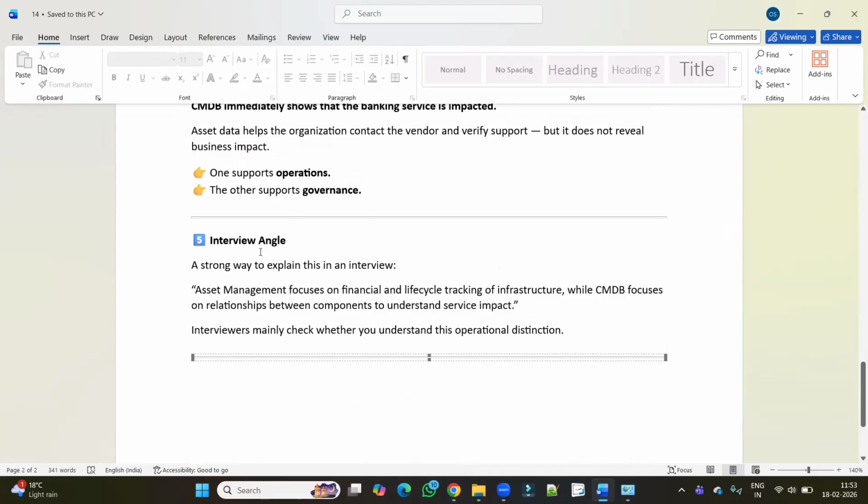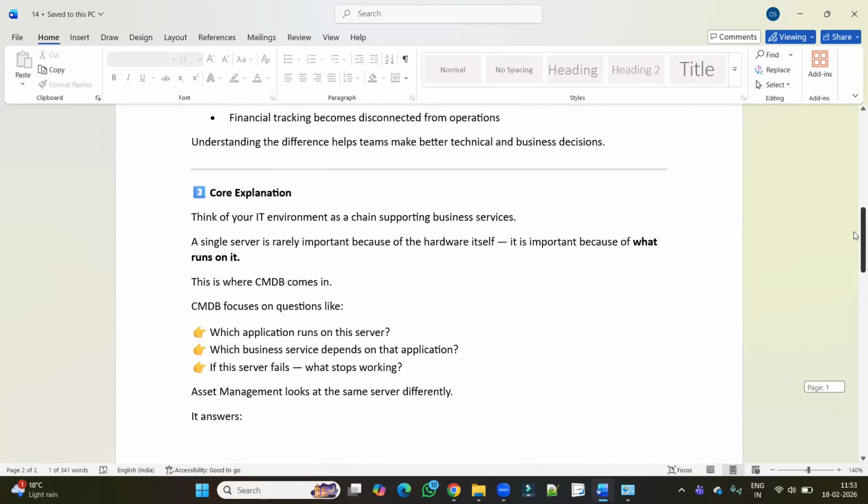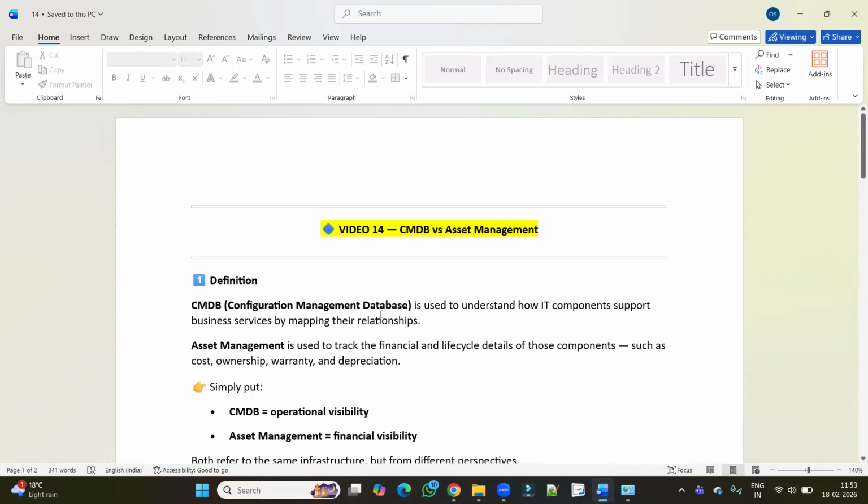Finally, the interview angle. A strong way to explain this in an interview is: asset management focuses on financial and life cycle tracking of infrastructure, whereas CMDB focuses on relationships between the components to understand the service impact. So if you explain such an example with clarity, you will have a strong answer. With this, I'm concluding this lecture.